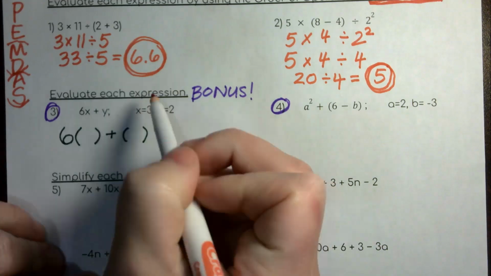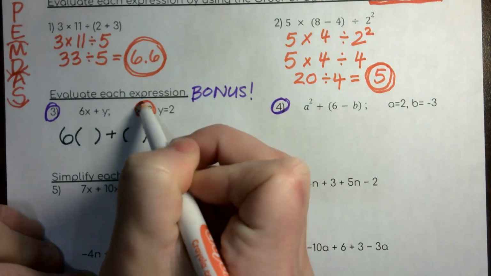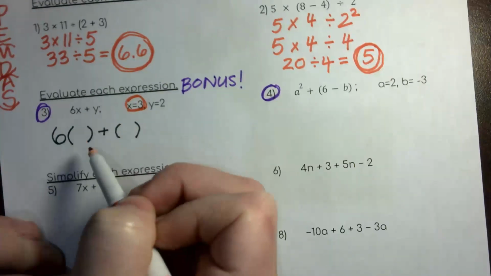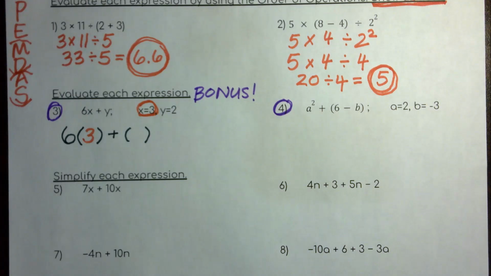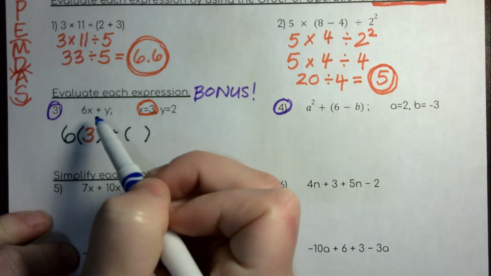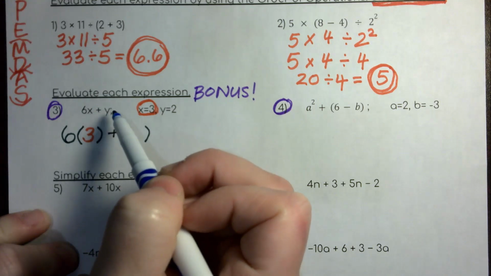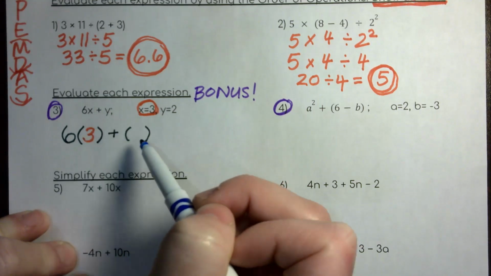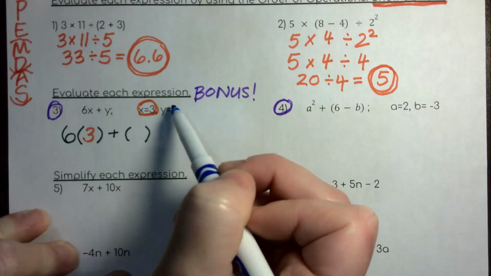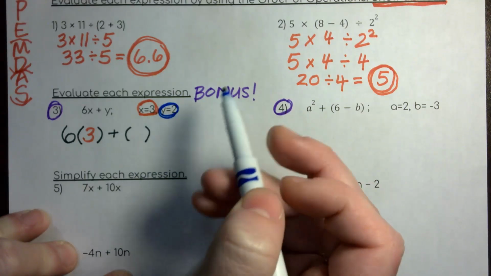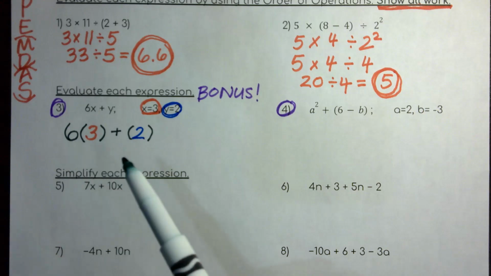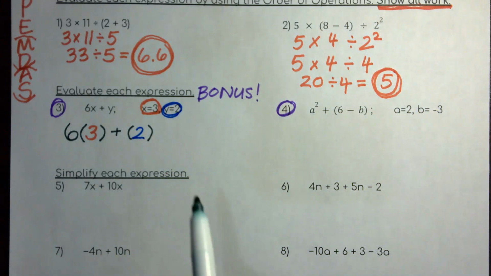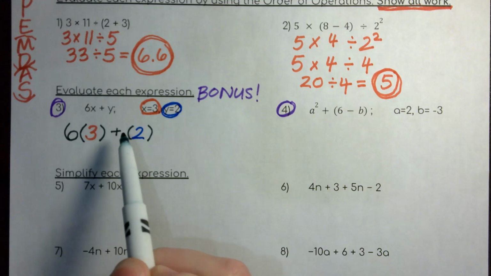So what does x stand for? What does x equal? 3. So we're going to put 3 where x was, right here next to the 6. And then in the original expression it says plus y. So we're going to do plus whatever y is. What is y? 2. So I'm going to use these colors just to show the separation. I'm just going to write 2 in for y. Okay, so now that my numbers are plugged in, we just solve this like a normal math problem. We now have 6 times 3 plus 2.